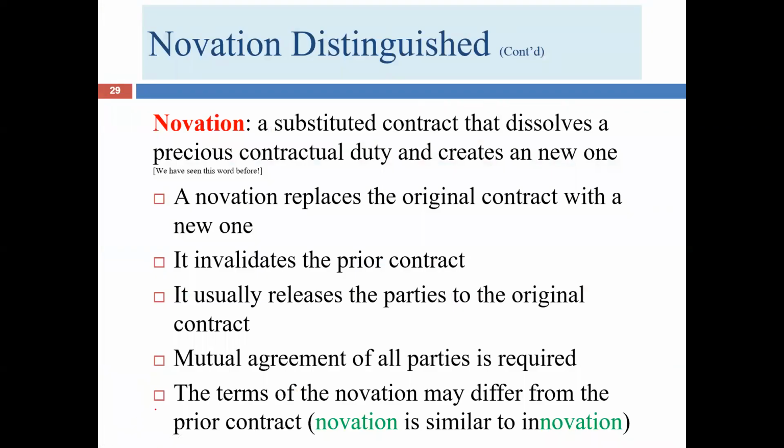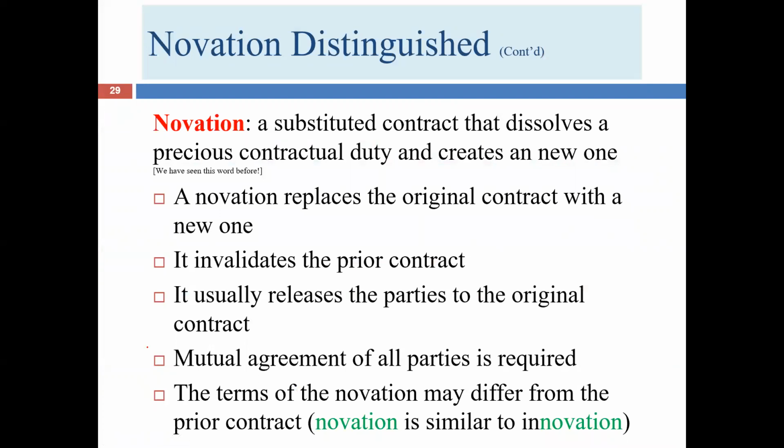Okay, so now we're going to talk not about delegations, but we're going to contrast something that is very similar to a delegation. It has a lot of things in common, but it is also different than a delegation. And I want to go through this because it can get to be a little bit confusing, and it's important to be able to distinguish these. We've talked about novations before, but we're going to do a bit of a refresher.